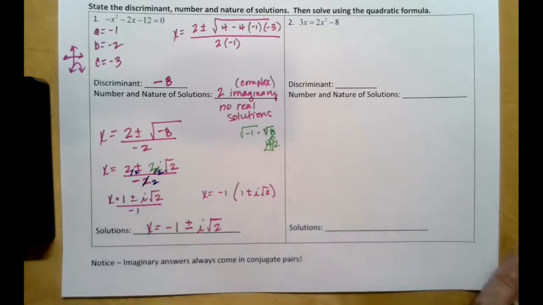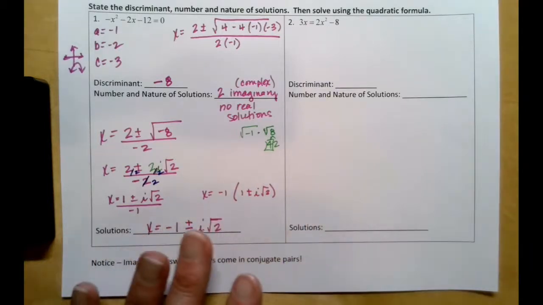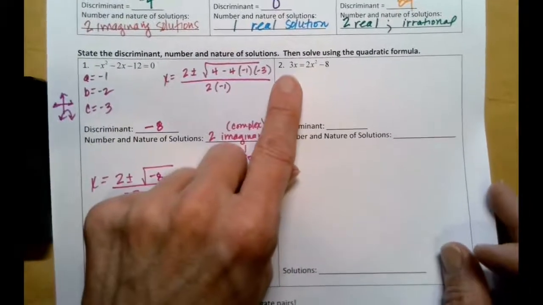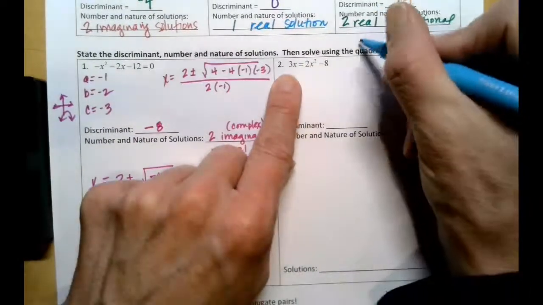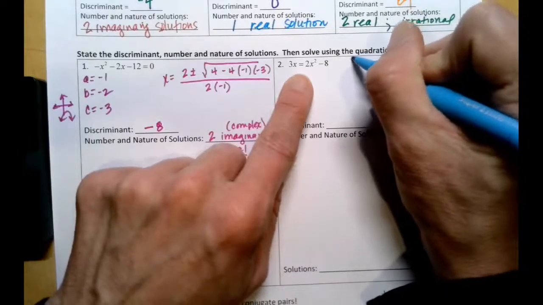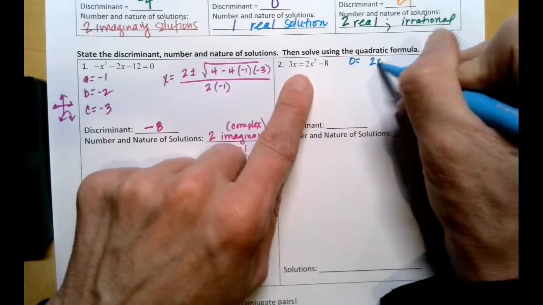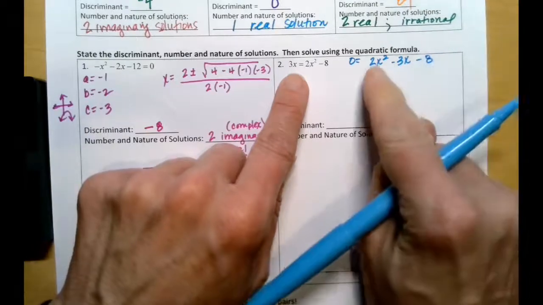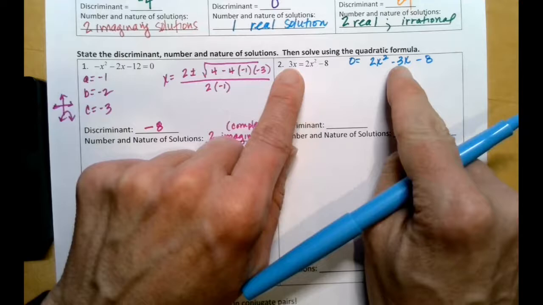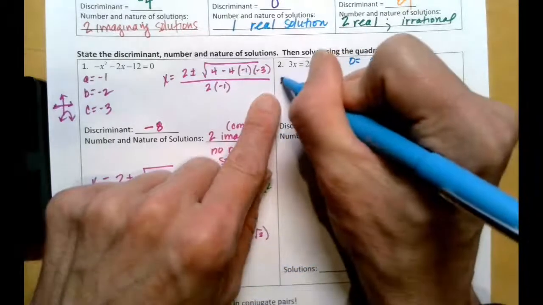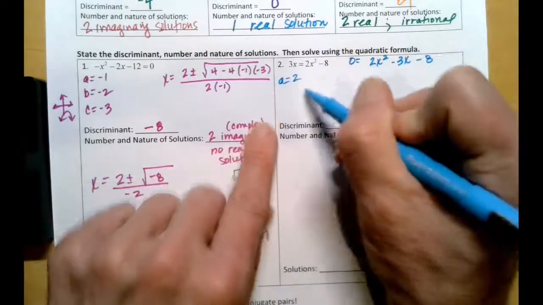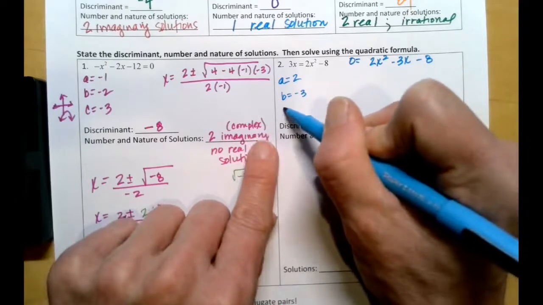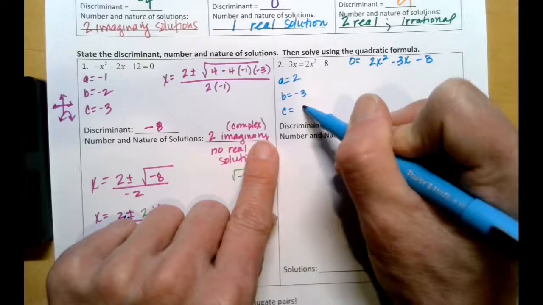All right, let's do one more. Ready? Now, if you notice, I'm not in standard form here, so I'll rewrite it as 0 is equal to 2x squared. I'm going to subtract 3x from each side. And there I have my A, my B and my C. A is equal to 2, my B is equal to -3, and my C is equal to -8.